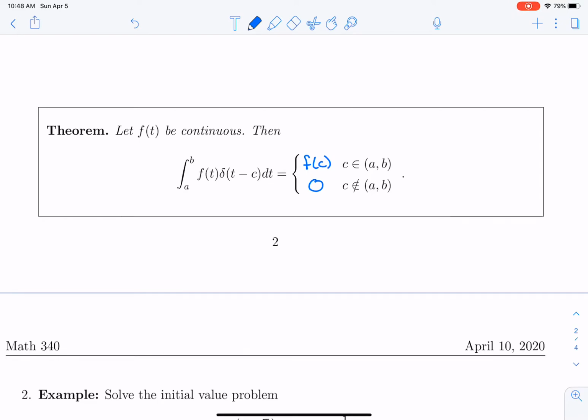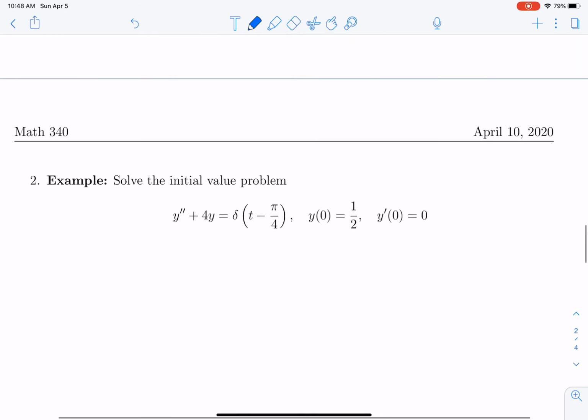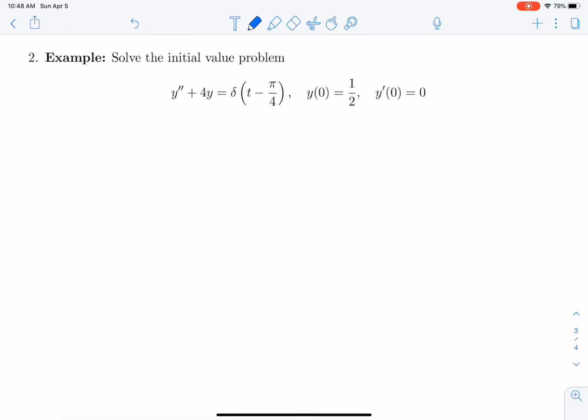Now I want to start looking at solving differential equations that have delta functions in them. So I want to solve an initial value problem, y double prime plus 4y. When we see this, we're thinking pure oscillation, but it has a forcing term. That forcing term is delta of t minus pi over 4. If this was a mass spring problem, it would be saying that at that time, pi over 4, we're going to hit that mass as hard as we can for as short of a time as we can. We're going to hit it really, really hard for a very, very short time, and we're going to see what happens. This mass is stretched to a length of 1/2 and then let go from rest.